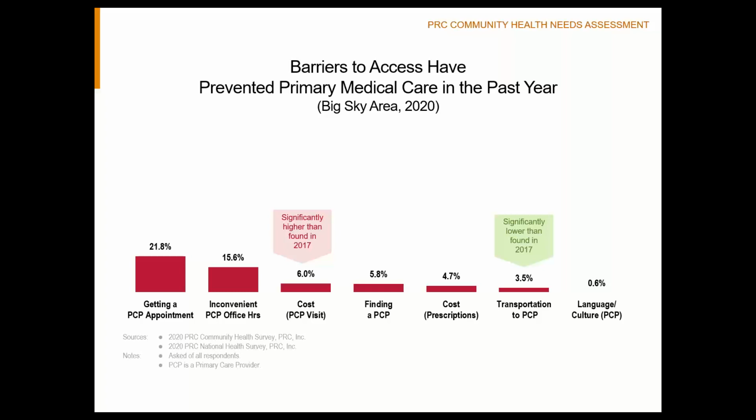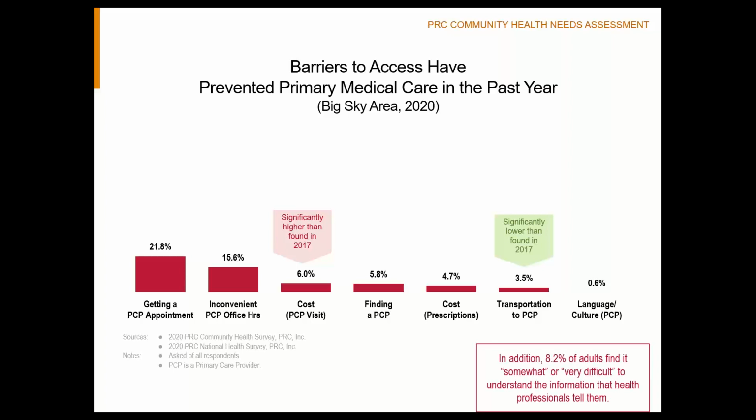5.8% said just finding a PCP was a challenge. 4.7% said cost of prescriptions specifically inhibited their ability to access care. 3.5% saying transportation was a challenge, and this is actually better, significantly lower than we found in 2017. And then 0.6% saying language or culture was impacting their ability to access care. In addition, this survey asked a series of questions to get at a respondent's health literacy, and we found that 8.2% of adults find it somewhat or very difficult to understand the information that health professionals tell them.